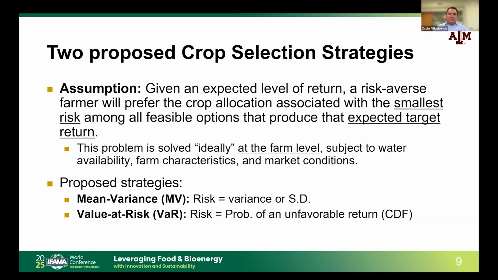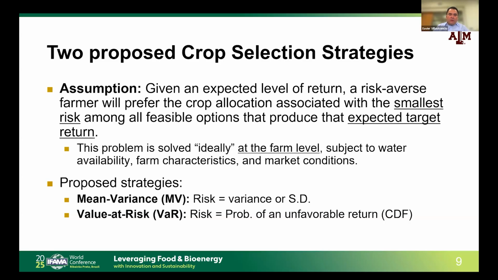It means that has the minimum risk. This problem, I am going to talk about this thing at the end, but this problem is solved ideally at the farm level. So this problem is going to be run in a representative farm model, subject to water availability, farm characteristics, and market conditions that the farm faces.